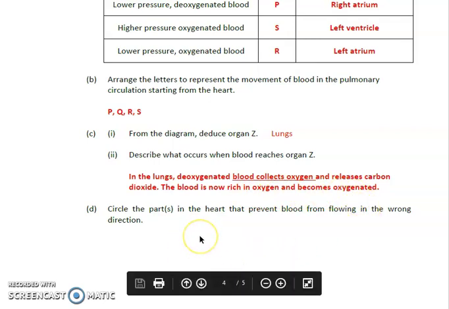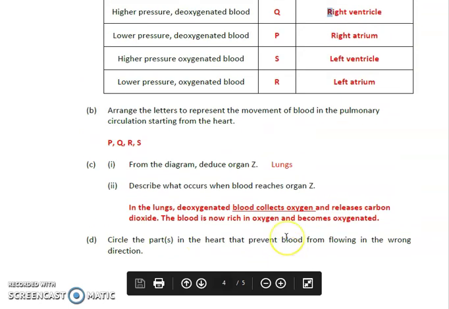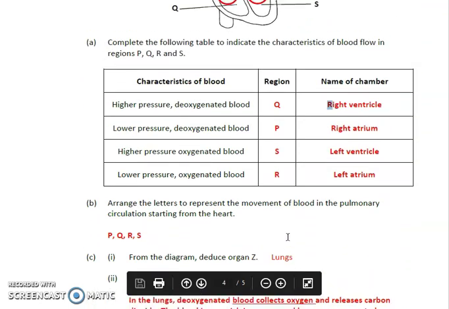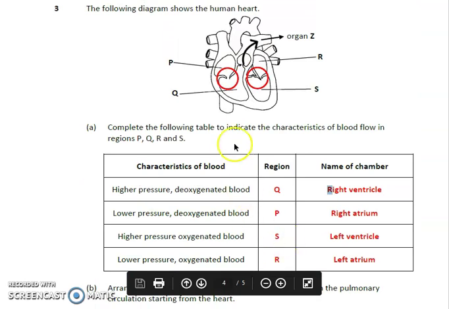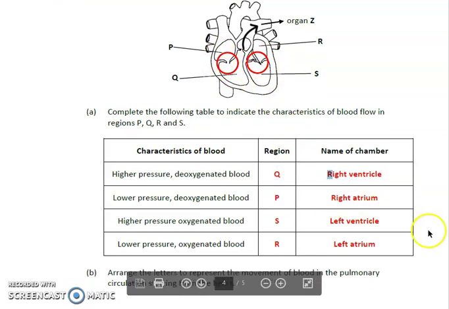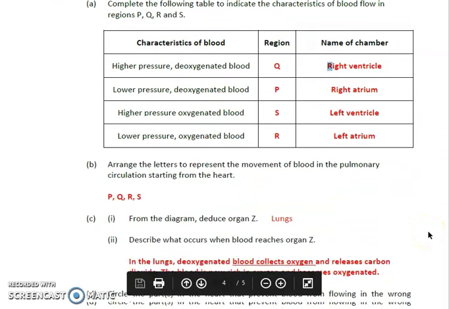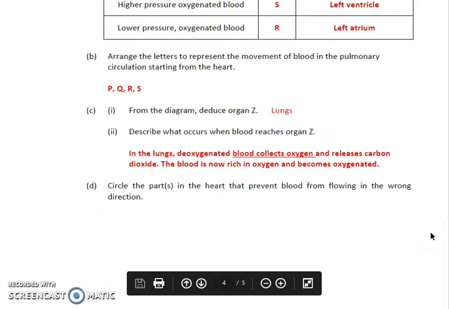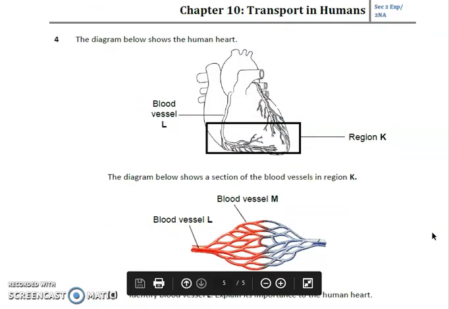Now circle the parts in the heart that prevent blood from flowing in the wrong direction. It's referring to valves, which help to prevent the backflow of the blood. So this is where the valves are. Can you please circle? If you only circle one part, can you do your corrections in pencil? Circle it again. So that is the end of this particular worksheet. If you are not too clear, there's one more question.